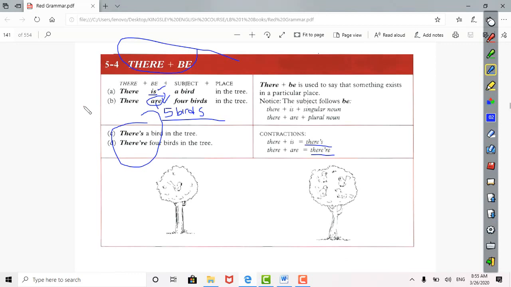So what about if this one is simple past? That changes. Is becomes was. If it states something in the past that has already happened. Was for singular. Were, this one, were for plural. Alright. This is for simple past.